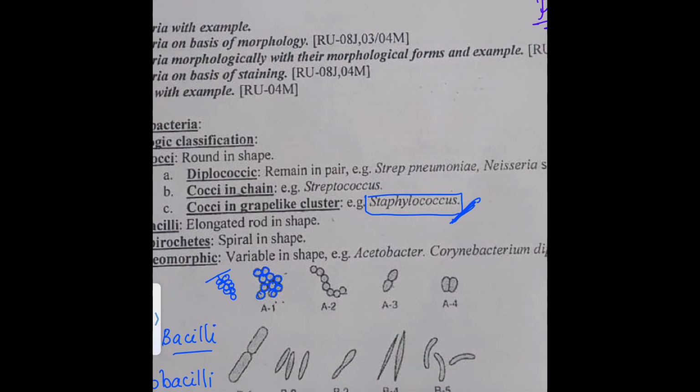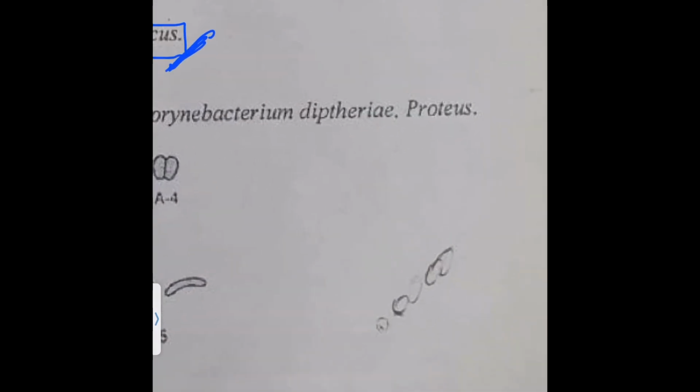Next, if it is found in chains like this, you know how chains are like, in various forms but chain form, this is known as Streptococcus. Staphylococcus and Streptococcus are different things. Staphylo means grape-like, strepto means linear. Now why are some staphylo and why are some strepto?